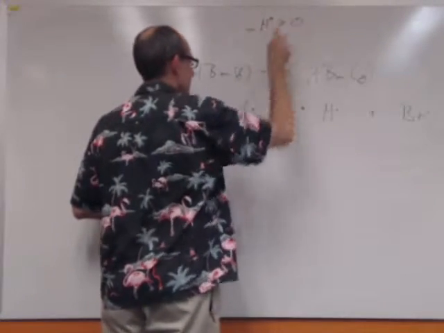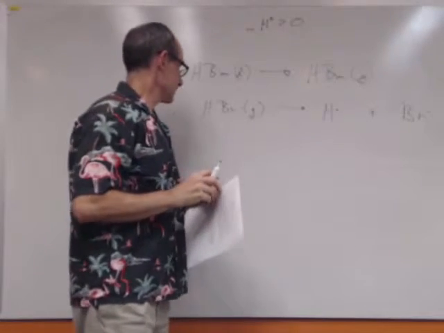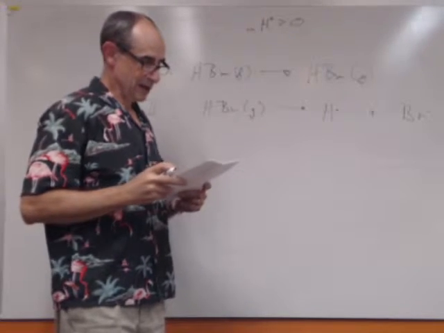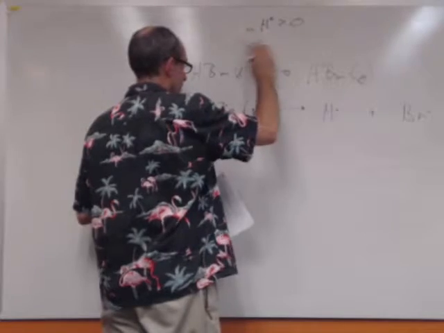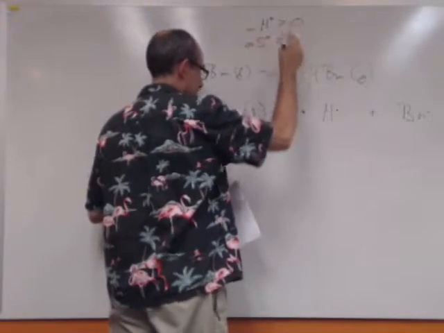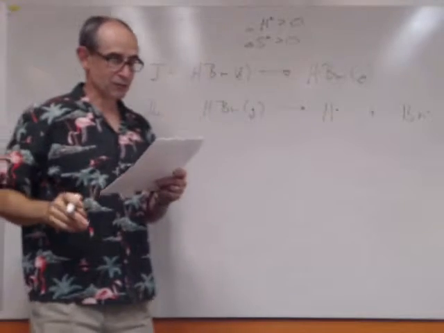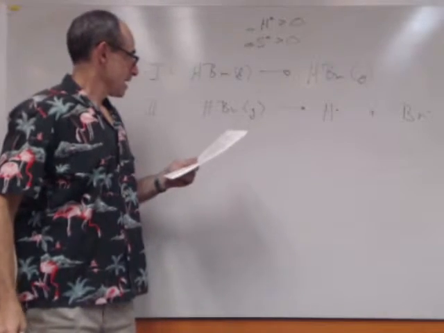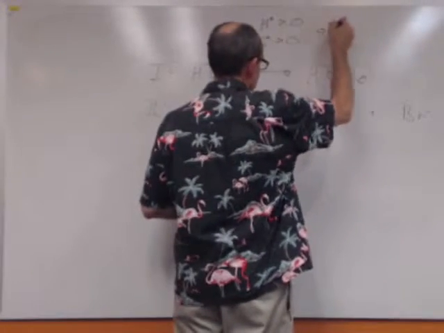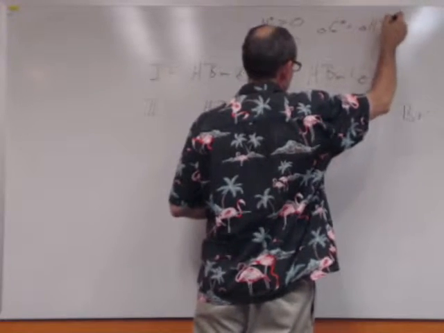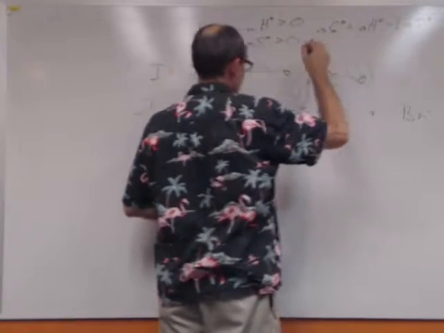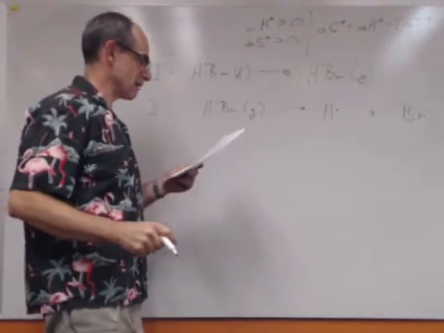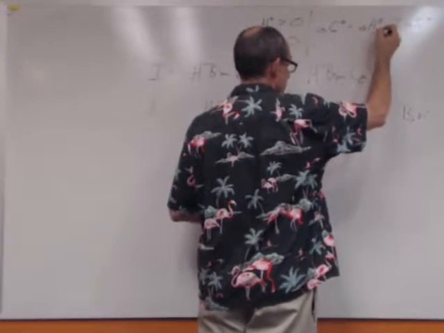Delta H naught would be positive. In fact, specifically, we would call it the enthalpy of vaporization if we had to assign a name and a number to it. Delta S naught would also be positive, since the gas phase is less ordered, or more disordered, or more entropic than the liquid phase. And now delta G naught, well, it's delta H naught minus T delta S naught. So we've got a positive minus a positive, and it's going to depend on the temperature. We're asked for the delta G naught at 298.